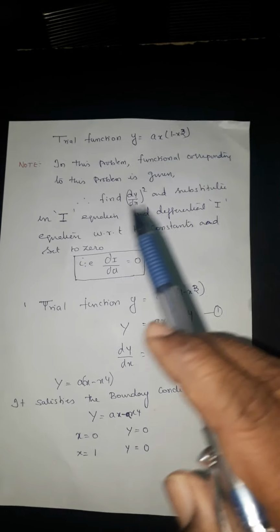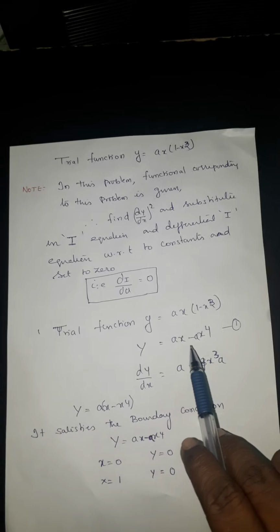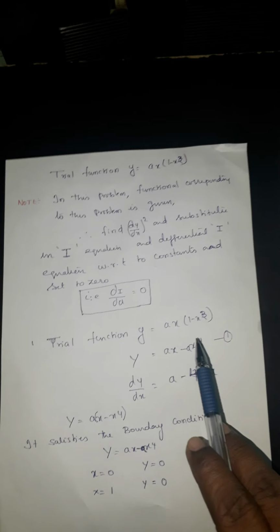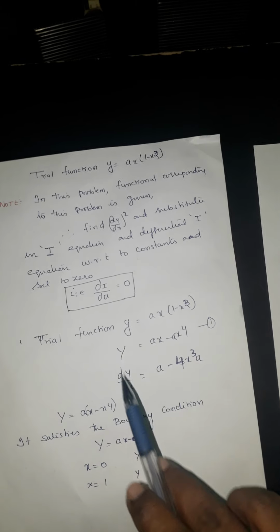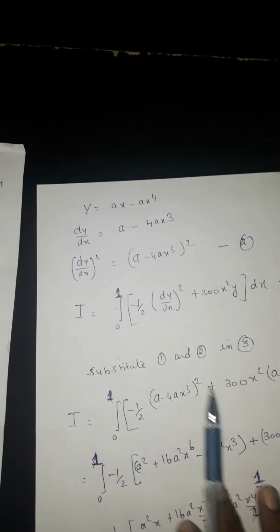Now, according to the I equation, we have to find dy by dx. So I differentiate this equation, and on finding dy by dx, I square it, the dy by dx whole square. That is what I have done here. I multiplied ax minus ax to the power of 4 completely inside. Then I differentiated it: x gives 1, and x to the 4 gives 4x cube, so a minus 4x cube a. This value is dy by dx. Then I square this whole dy by dx, so I get the whole square.